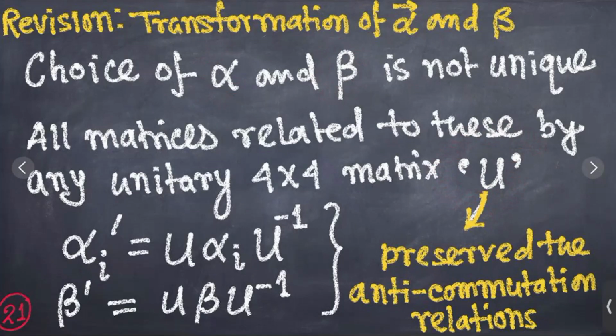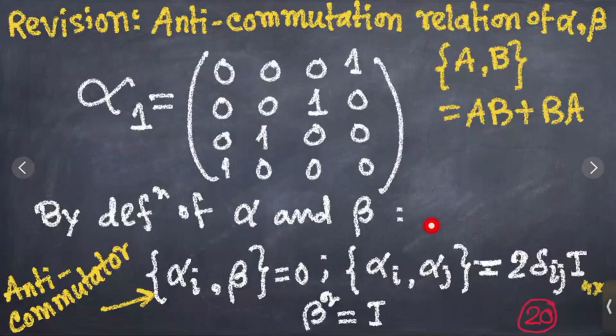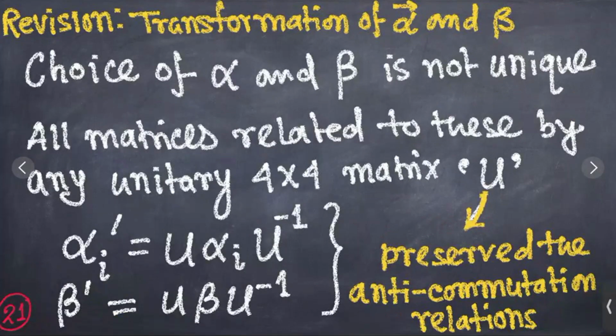Because we want a transformation, but before and after the transformation, the anti-commutation relations between alpha alpha, beta beta, and alpha and beta should be preserved, because that comes by definition from the Dirac equation. So we are not allowed any kind of transformation. We allow only those transformations which preserve this anti-commutation relationship, and that is only possible if we make a unitary transformation.